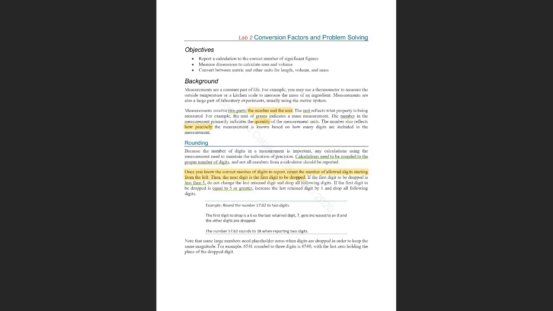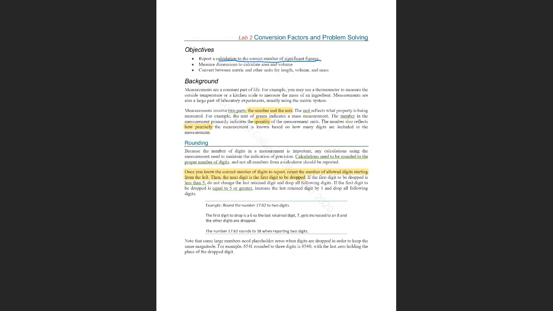Welcome to the Lab Flow 1406 workshop, which is conversion factors and problem solving. Today's objectives: when you finish this workshop, it is my objective that you all learn how to report a calculation to the correct number of sig figs.